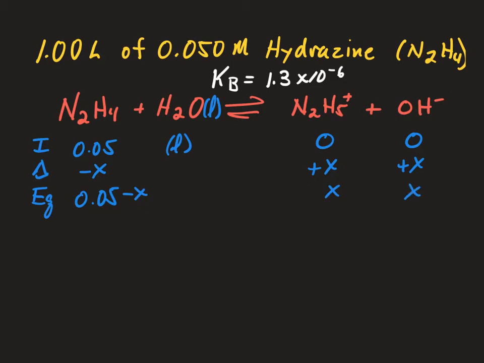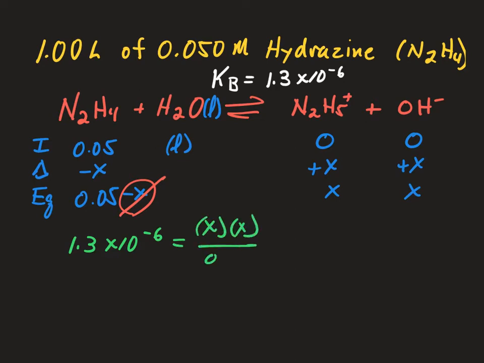If we put that in our equilibrium constant expression, and by the way, let's remember, since we have a small equilibrium constant, we can make the assumption that x is small enough that we don't have to consider it in that subtraction, and so you end up with 1.3 times 10 to the minus 6 is equal to x times x divided by 0.05. So when we multiply through by the 0.05, we get 6.5 times 10 to the minus 8 is equal to x squared. When we take the square root of that, we get about 2.55 times 10 to the minus 4 is equal to x.